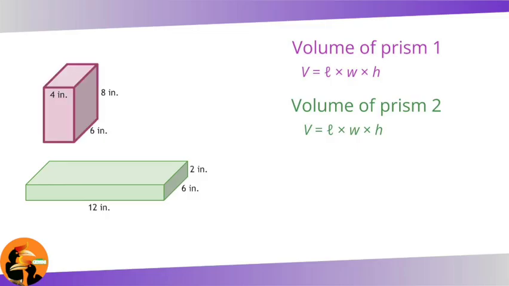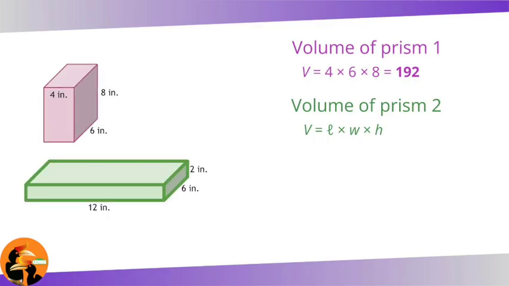Let's focus on the first prism. The length is 4, the width is 6, and the height is 8. So let's multiply. 4 times 6 times 8 is 192. So the first prism has a volume of 192 cubic inches.